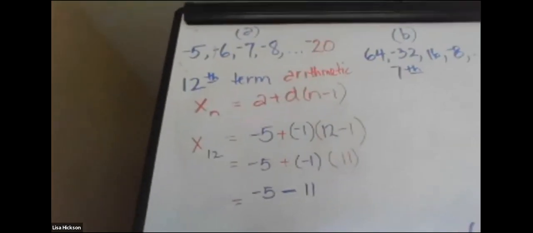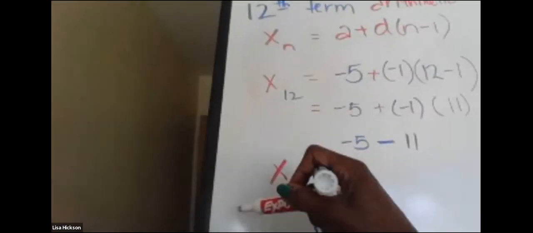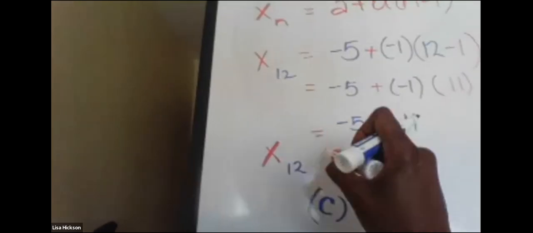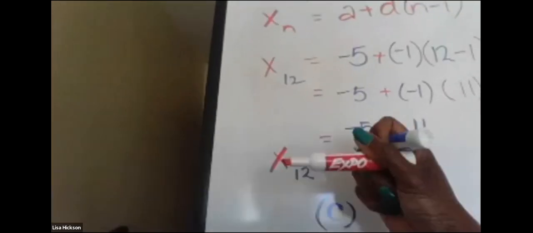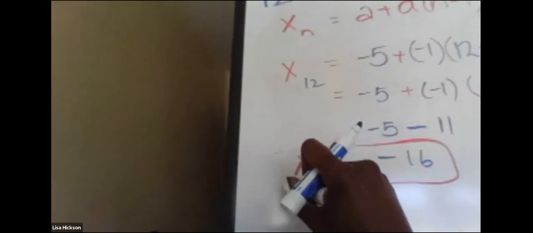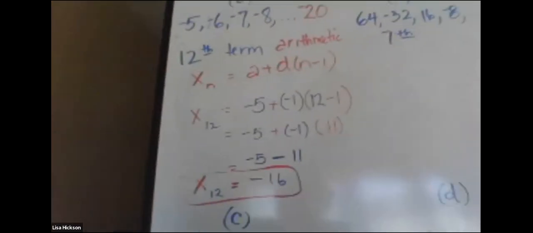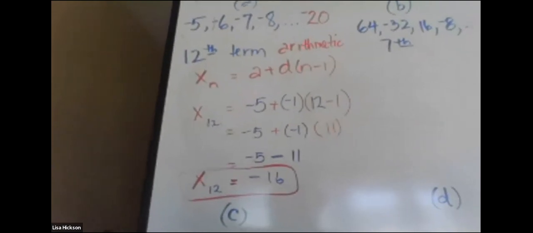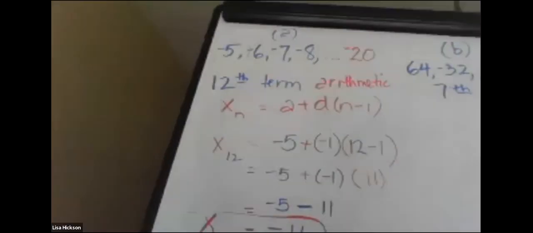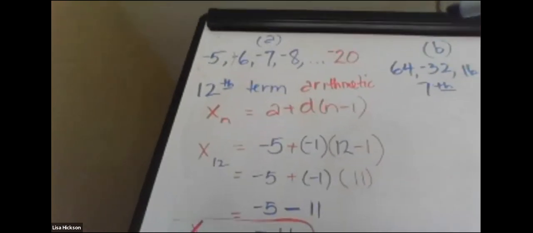Therefore, the 12th term of this sequence should be negative 16. So go back and check your math if that's not what you got. That was, again, negative six. Wait, so I wasn't supposed to count on from the 8? Even if you count from the 8, right?